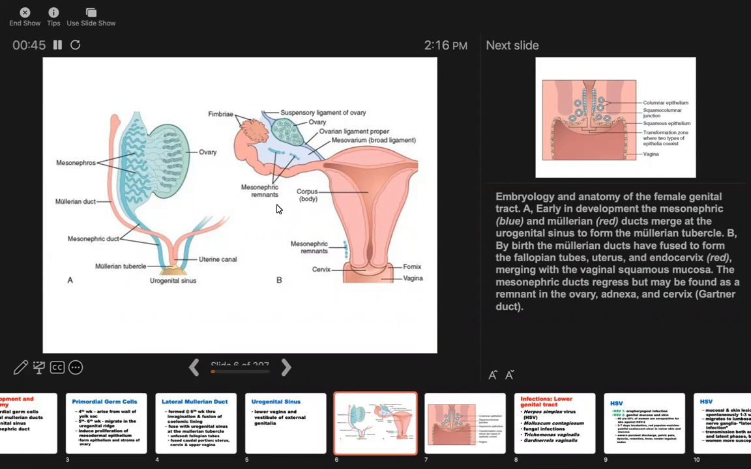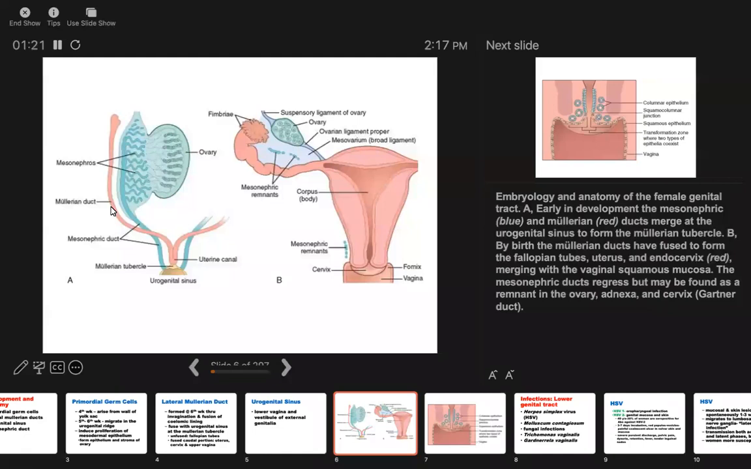And I'd like to use this illustration to give you a background of the embryology and anatomy of the female genital tract. The germ cells arise from the yolk sac at around the fourth week of gestation. Then around 5 to 6 weeks, they are supposed to migrate into what you call the urogenital ridge. One important structure that you must remember is the lateral Mullerian duct, which in this illustration is this one.